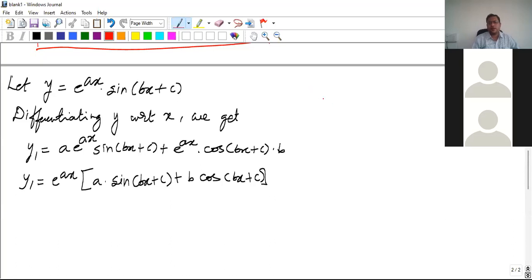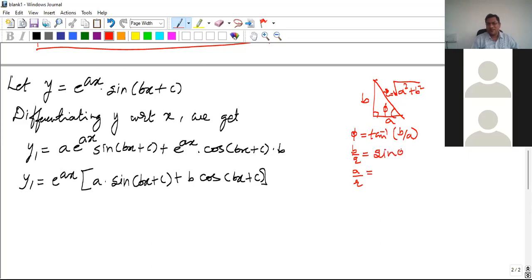Again, if we consider the same geometry, this is the right angle triangle, this is phi, this is b, this is a, and this is going to be r. So what is r? Again, it is the square root of a square plus b square. Then phi is going to be tan inverse of b by a. What is b by r going to be? Sin phi. And this a by r is equal to cos phi.